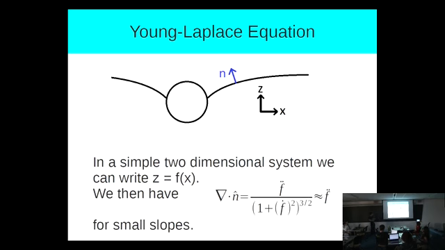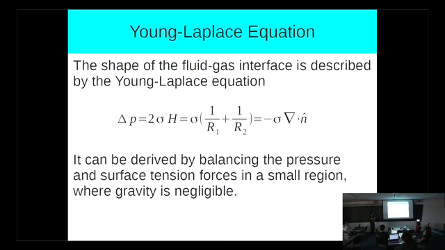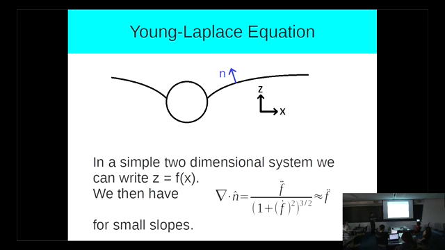Okay, so let's do a simple calculation. If we assume a two-dimensional model or an infinite cylinder, whichever you prefer to think of, you can express the mean curvature as the divergence of the normal vector. If we express z in terms of x, we can get the divergence of the normal vector with some math to be this. And let's just approximate it to have very small slopes. Then we just get f double dot, where f is just z.